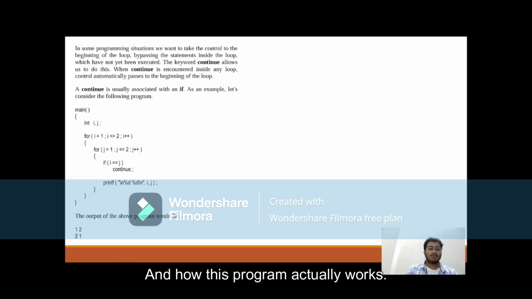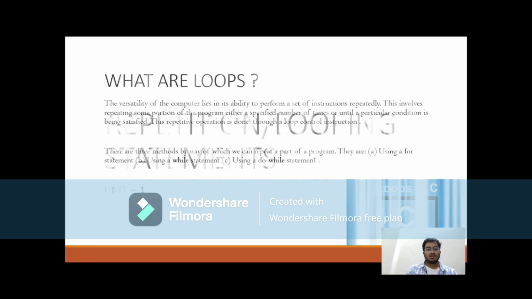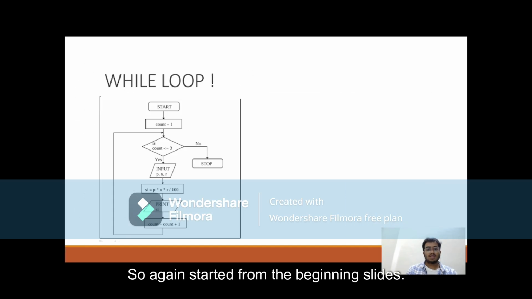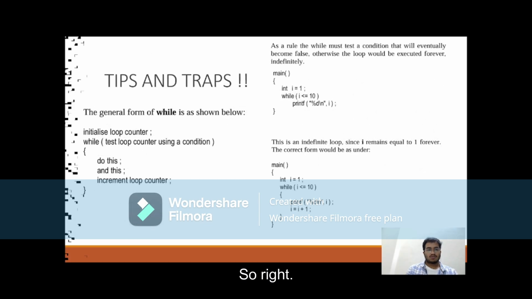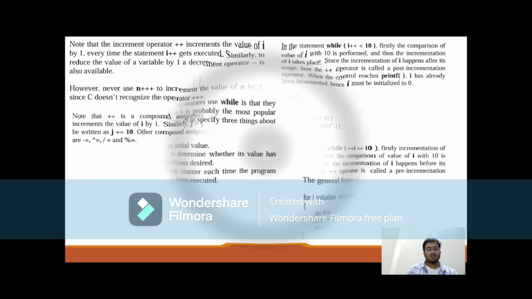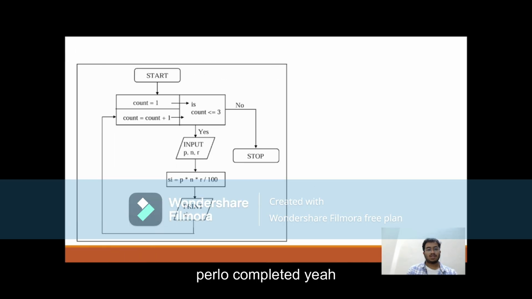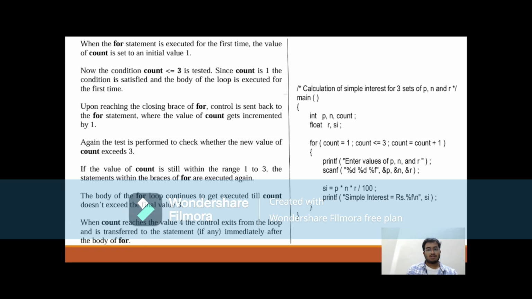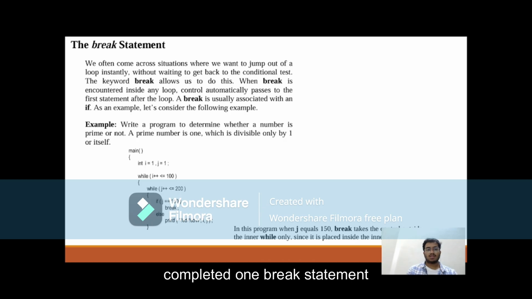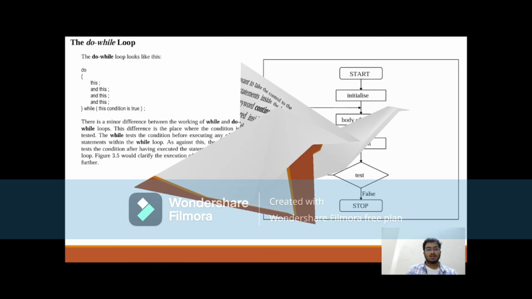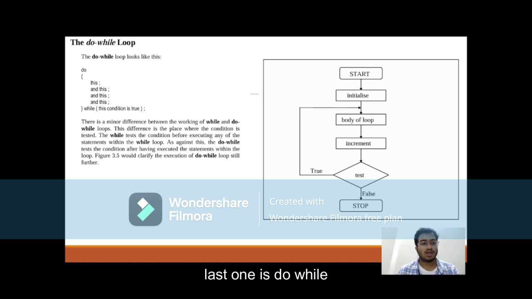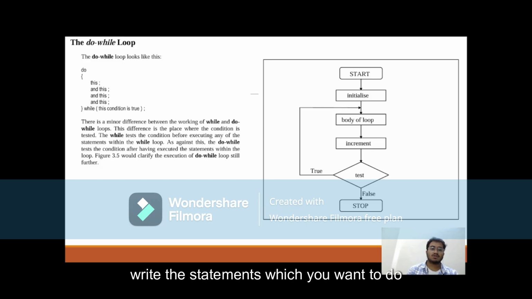And how does this program actually work? Again starting from the beginning slides. So the for loop is completed, the break statement, the continue statement, and the last one is the do while loop. The do while loop syntax is like do, open the parenthesis, write the statements which you want to do, close the parenthesis, and after that while, the condition, and a semicolon.